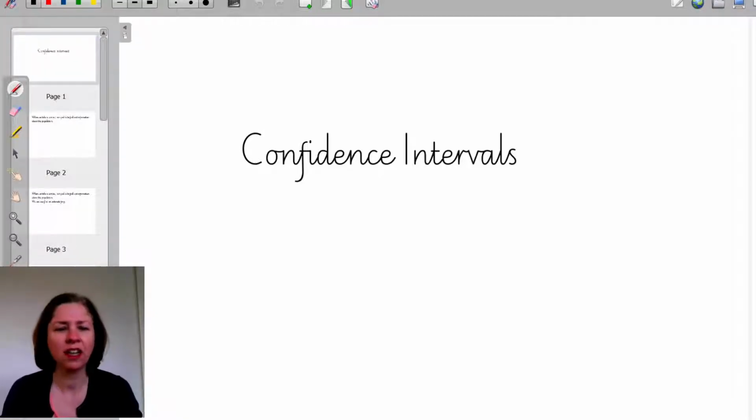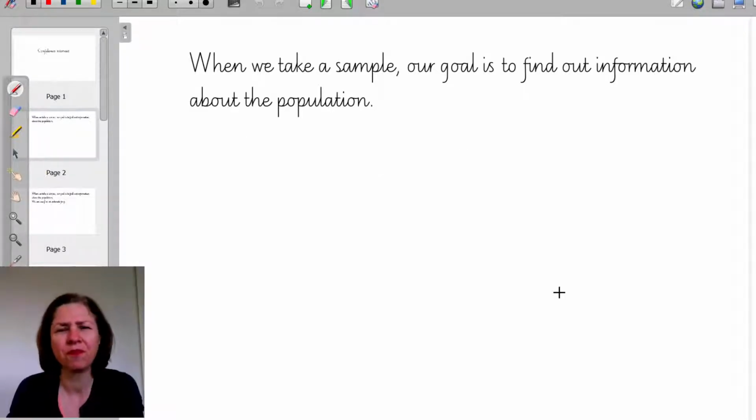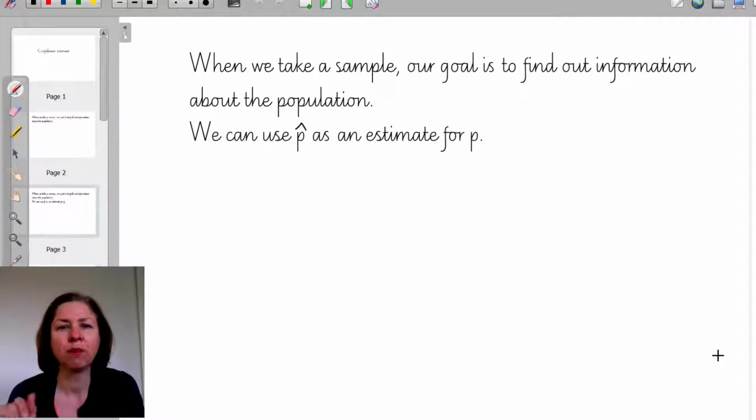Today we're looking at confidence intervals, and so we're going to learn what confidence intervals are and how to calculate them. So just to give you some background about what confidence intervals are all about, we'll talk about samples. And the first thing to remember is that when we take a sample, our goal really is to find out information about the population. It's not that we want to find out what's in this sample. We use the sample in order to find out more information about the population.